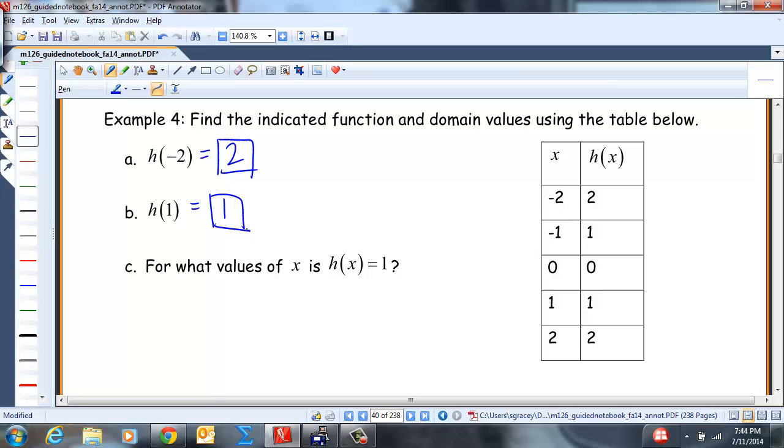Perfect. Now we're being asked for domain values. For what values of x is h at x equal to 1? Well, you get function values of 1 here, right? And here. So the domain values that correspond are when x is negative 1 or 1. Okay?